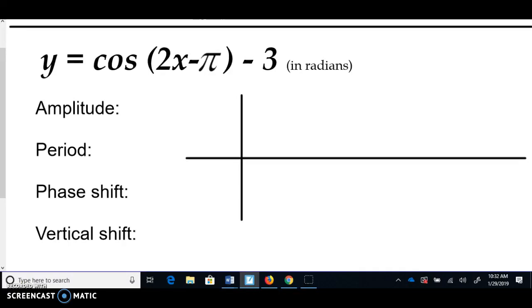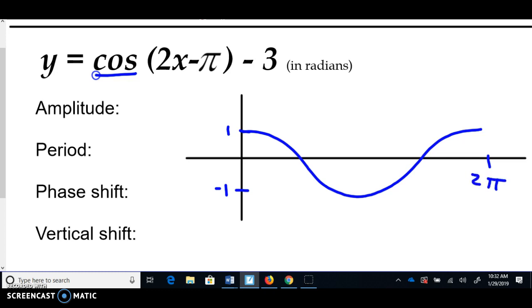We are going to graph cosine curve in radians, not degrees. So, blue cosine curve, parent graph: 1, -1, 1 full cycle, 360 degrees, which is the same as 2 pi radians. 180 is pi, 90 is pi over 2, 270 is 3 pi over 2.